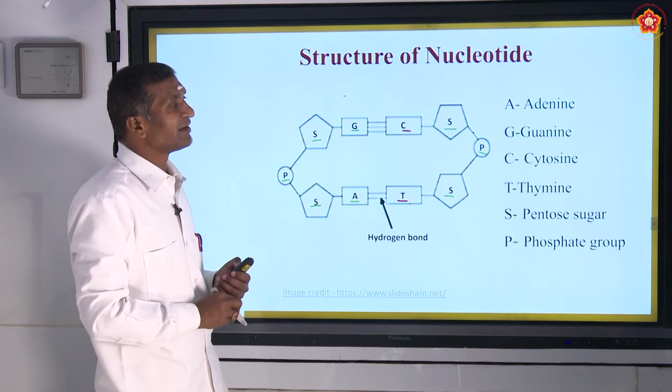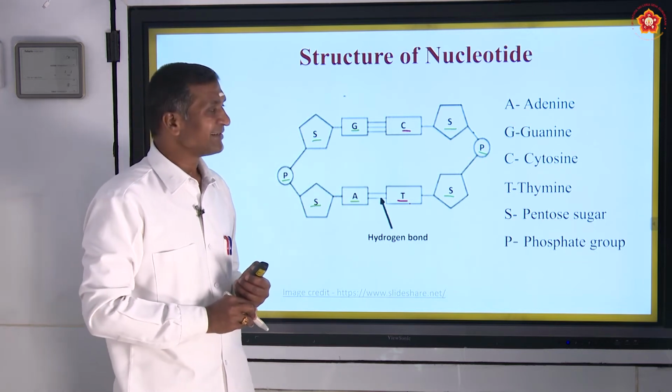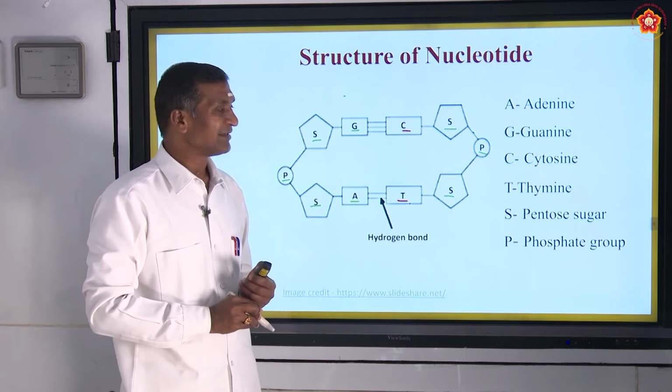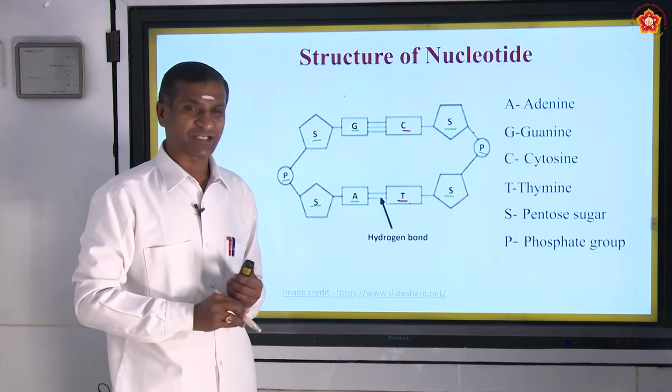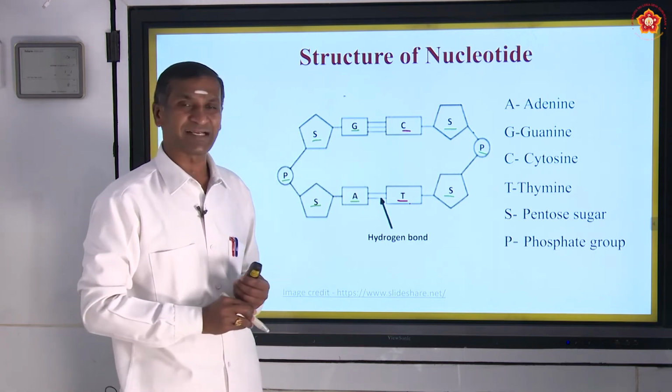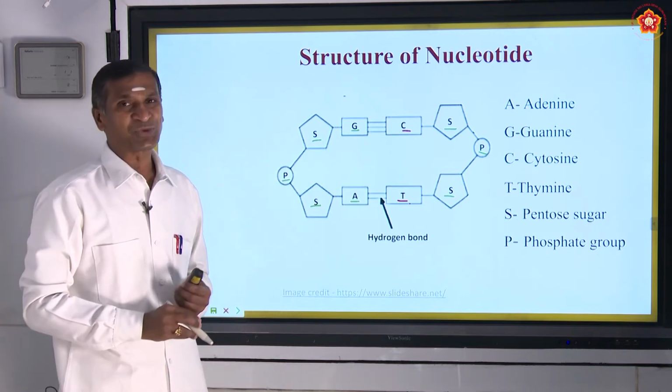You are observing A for adenine, G for guanine, C for cytosine, T for thymine, S stands for pentose sugar and P stands for phosphate group. This is the structure of nucleotide.